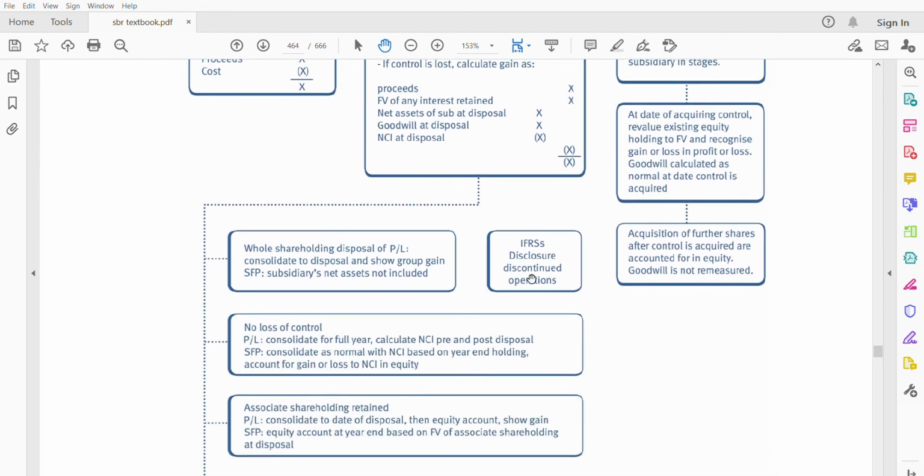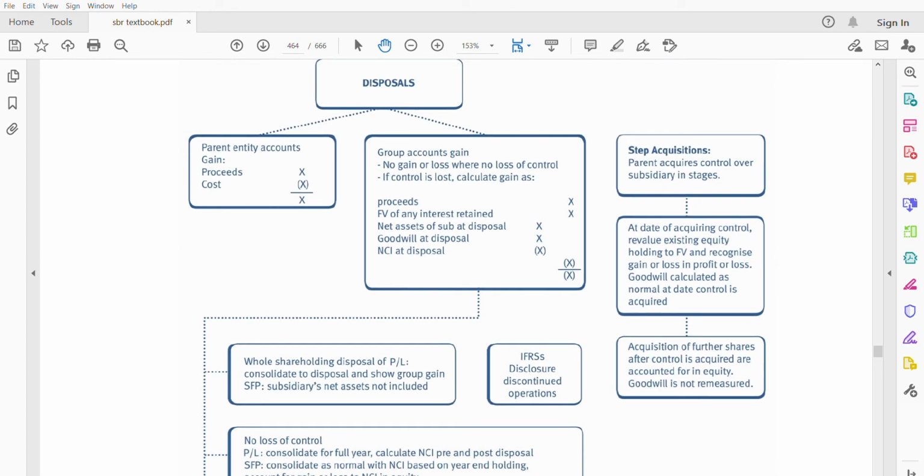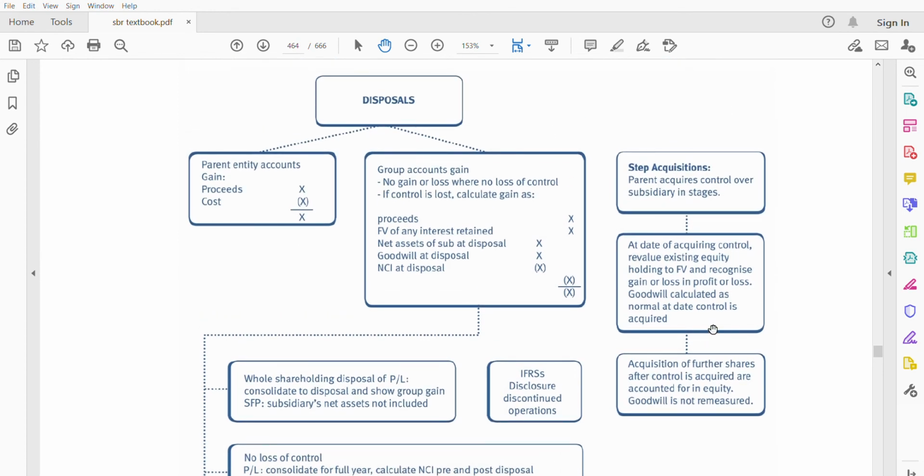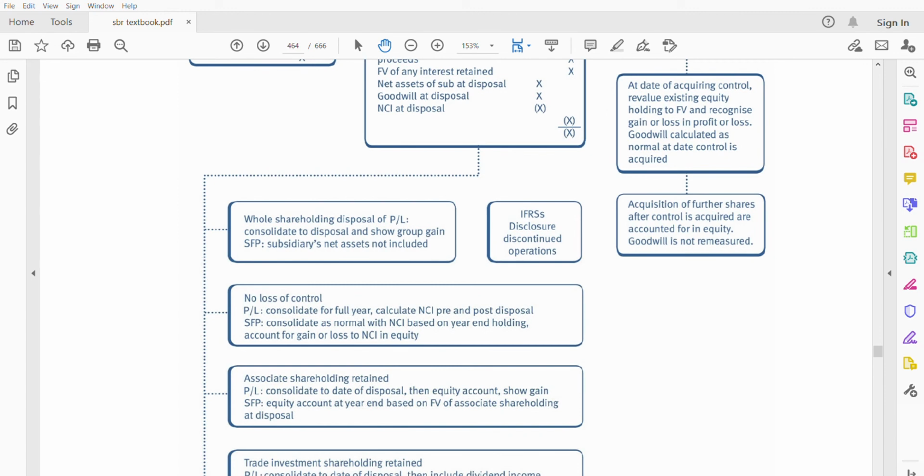So coming from there, we'll go through this step acquisition a little bit later. First, let us finish this branch. If the whole shareholding has been disposed, then consolidate to disposal and show the group gain. You don't include the subsidiary's net assets. You have to consolidate till the date of disposal and show the group gain.